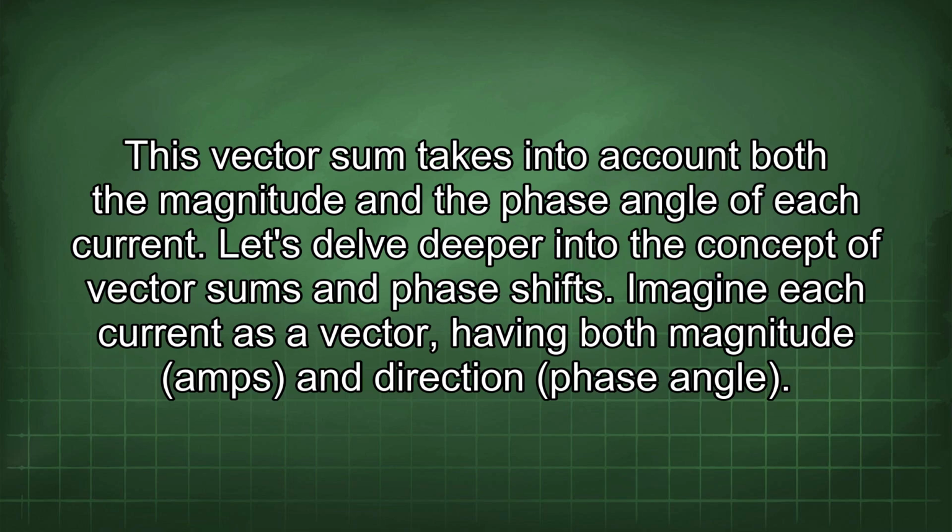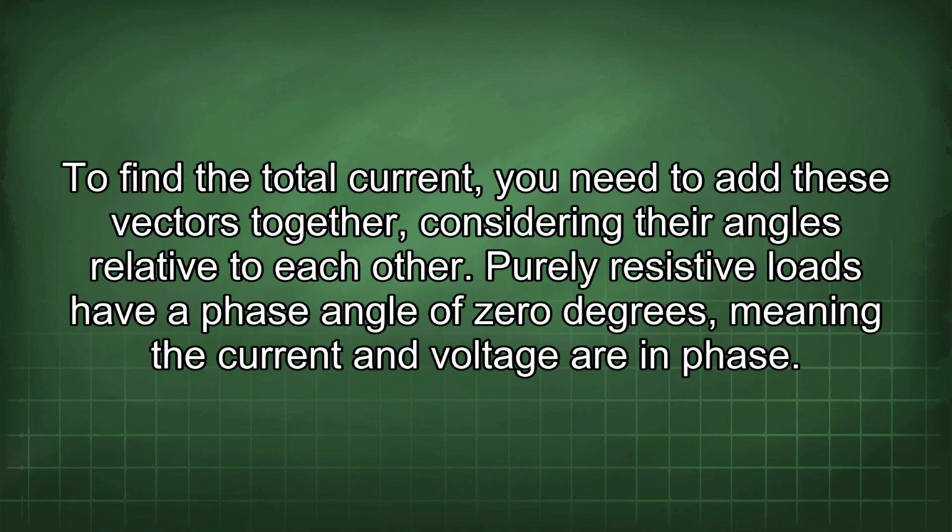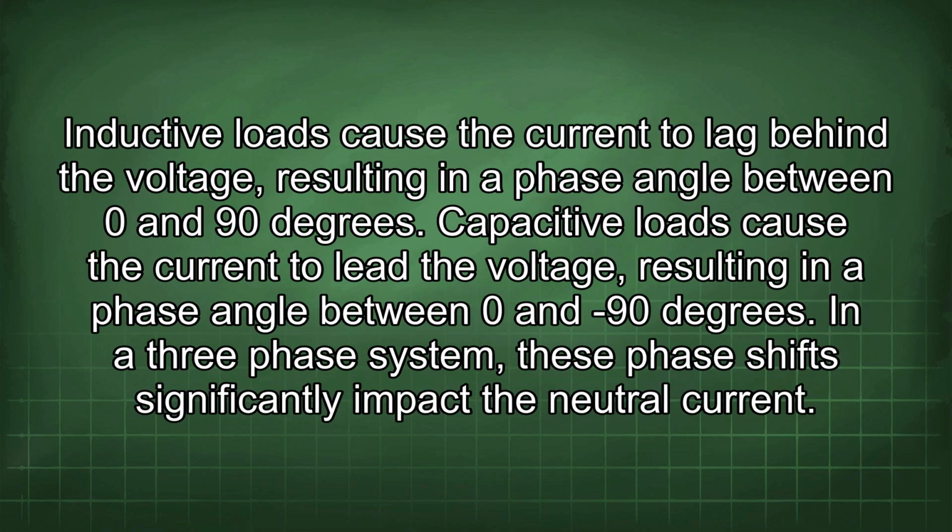Let's delve deeper into the concept of vector sums and phase shifts. Imagine each current as a vector, having both magnitude (amps) and direction (phase angle). To find the total current, you need to add these vectors together, considering their angles relative to each other. Purely resistive loads have a phase angle of 0 degrees, meaning the current and voltage are in phase. Inductive loads cause the current to lag behind the voltage, resulting in a phase angle between 0 and 90 degrees. Capacitive loads cause the current to lead the voltage, resulting in a phase angle between 0 and minus 90 degrees.